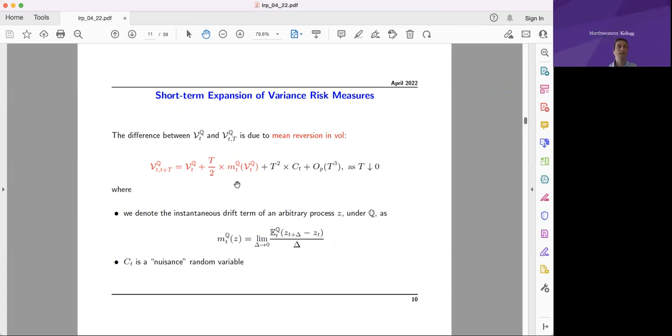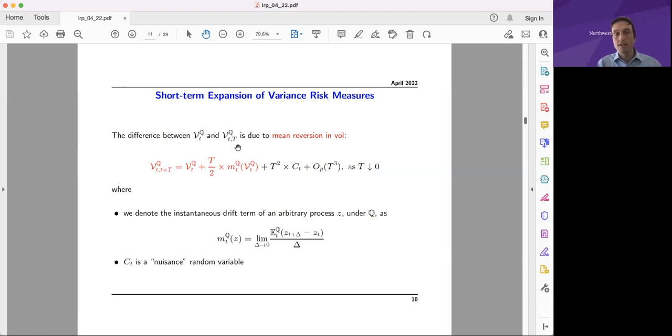And it's multiplied by what? It's multiplied by something which we call the instantaneous drift term. So that's basically the instantaneous conditional expectation of volatility. Now if I go back and connect with the plots we were seeing on the risk neutral variance, they actually make a lot of sense.